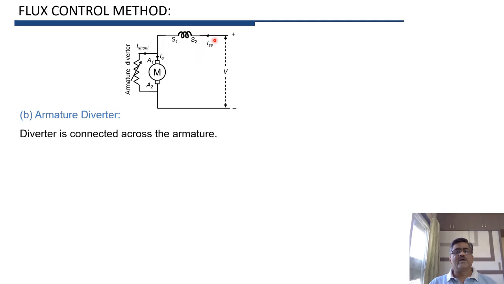So here current drawn by motor flows through the series field winding, which is the current ISE, and that current gets divided into two paths. One is I shunt and second is IA. And I shunt and IA can be adjusted by adjusting the resistance of armature diverter.